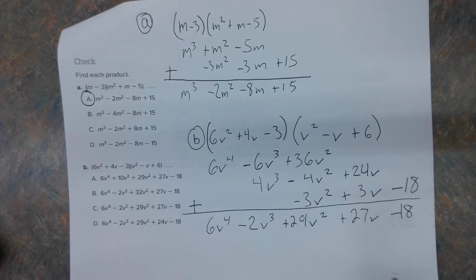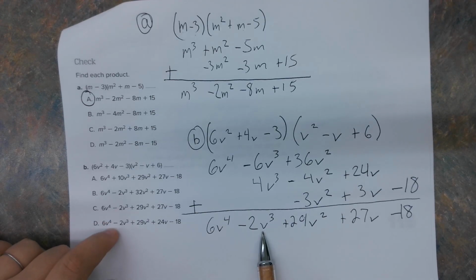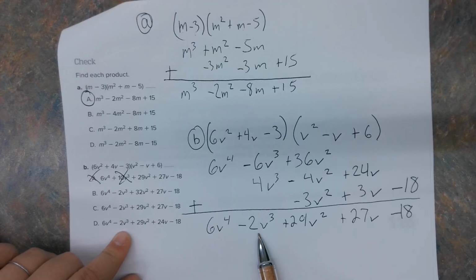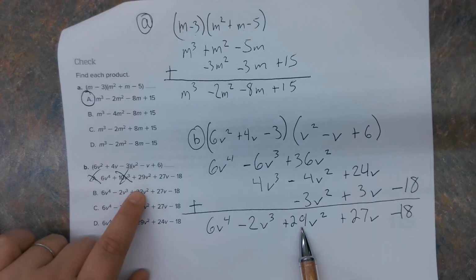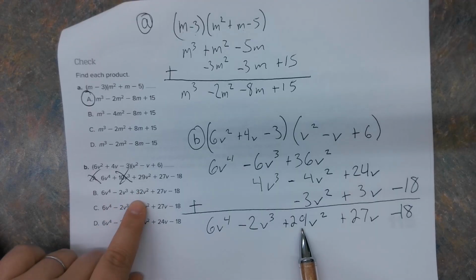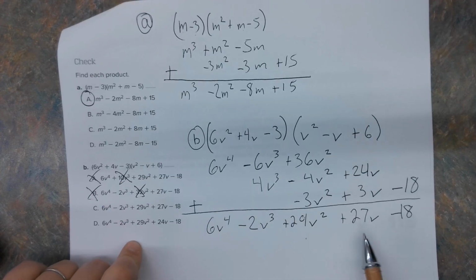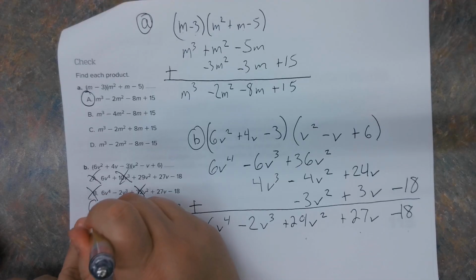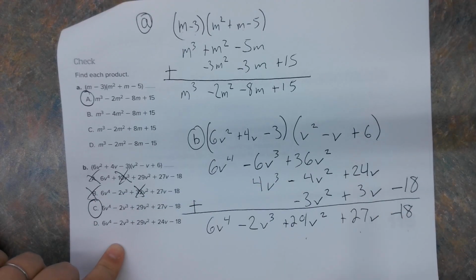Let's find the correct answer. I've got negative 6v to the fourth. They all got them. Got negative 2v cubed. So it's not that one, it's not A. The rest of them have that. 29v squared. So I'm just looking at these three now. That one does not have 29v squared, so it's not that one, it's not B. 27v. Oh, looks like we found my answer, negative 18. You always check the whole answer, because if you had one of these wrong and it didn't match, then you did something wrong in the problem.